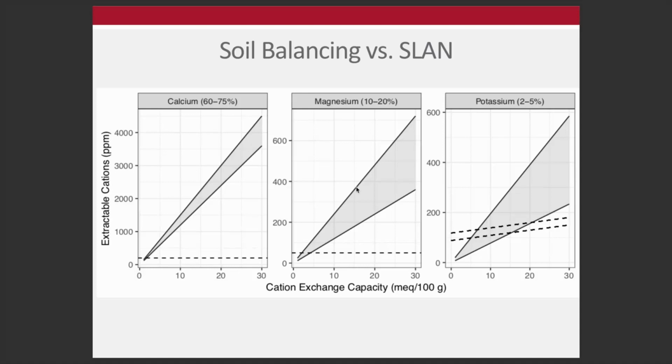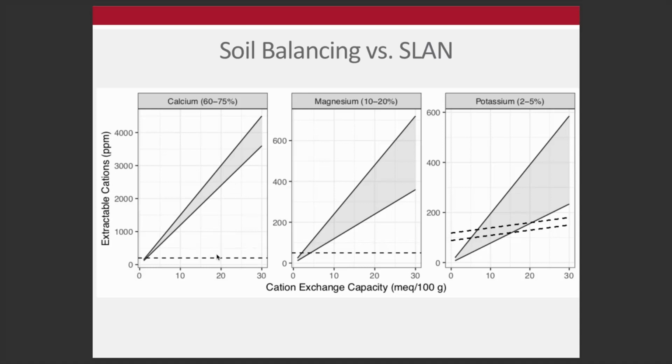So you can see that most of the time, we're well, like these dashed lines, I should say, 200 parts per million for calcium for tri-state, 50 for magnesium. And then here's this dashed line based on different CECs for potassium. Okay, so most of the time, for calcium and magnesium, the base saturation that's prescribed by soil balancing is much higher than what the tri-states say.